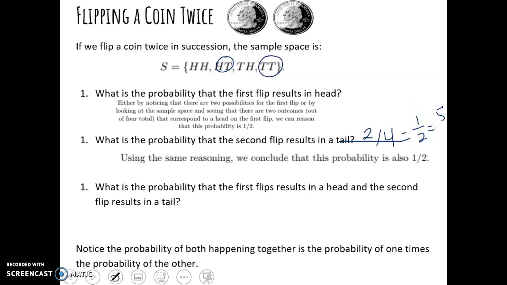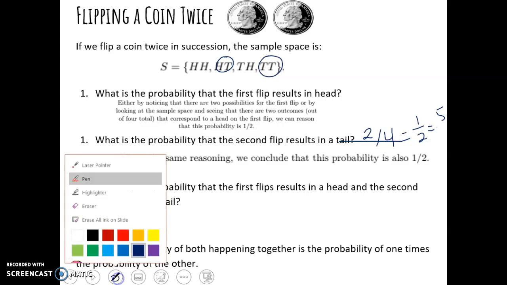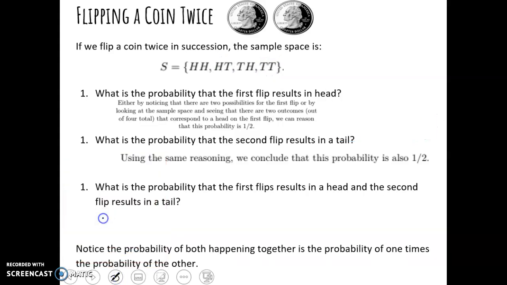What would be the probability that the first flip results in a head and the second flip results in a tail? So the first flip is heads and the second is tails. There's only one right there. So that's just 1 out of 4 or 0.25.